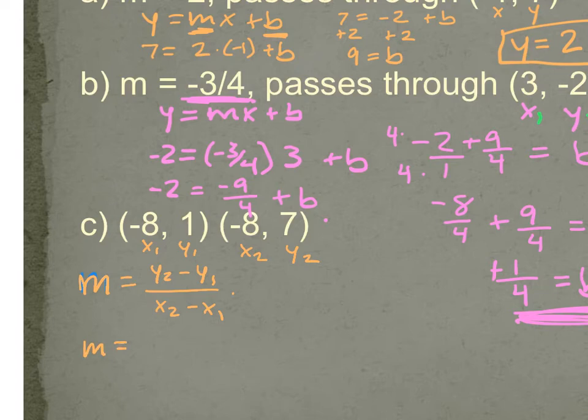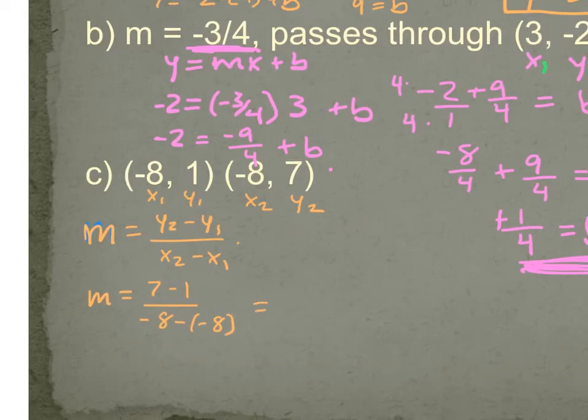And now we just plug it into our formula. So our slope is going to be y2 is 7 minus 1 over x2 is negative 8 minus negative 8. So 7 minus 1 is 6. Negative 8 minus a negative 8, this becomes a plus. So this would be negative 8 plus 8, which is 0. Here we run into a problem because we can't have 0 in the denominator. So what do you think our slope is going to be? Undefined. Undefined, perfect.